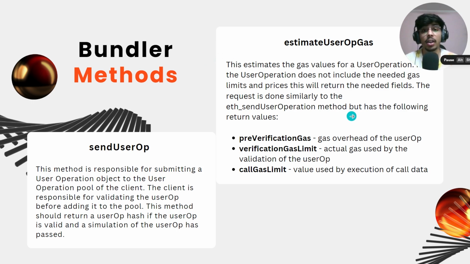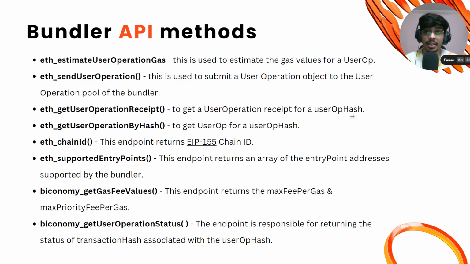Now let's talk about the bundler API methods that we have. The first is eth_estimateUserOperationGas. If you don't want to use the estimate user op gas method from the SDK, you can make an API call to get the gas values. This is used to estimate the gas values for a user op. Then there is the eth_sendUserOperation API method, which is used to submit a user operation object to the user operation pool of the bundler.